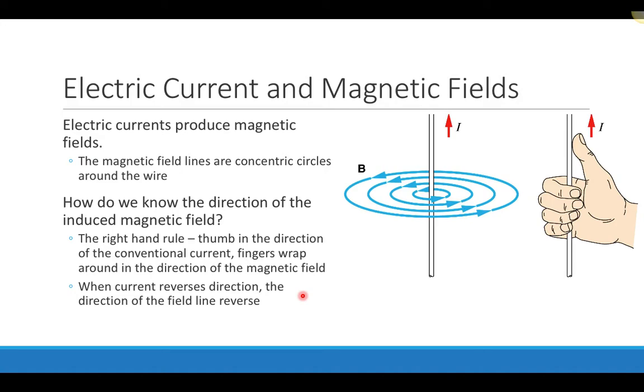If I change the direction of the current to the opposite direction, then the direction of the magnetic field strength would be in the opposite direction. And we could tell this by taking a compass and putting it around that current carrying wire.